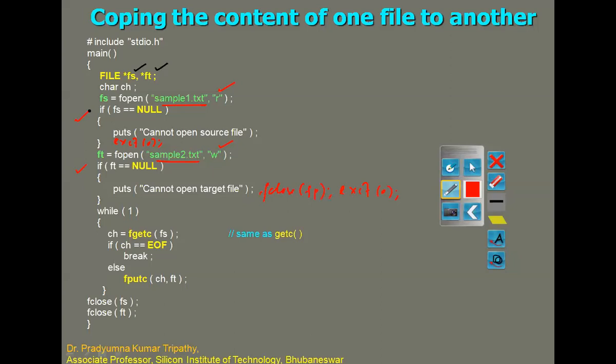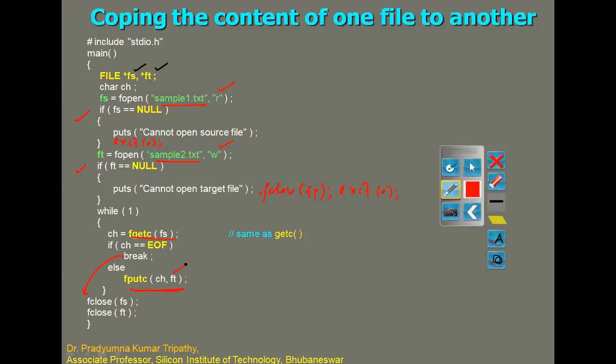What I require is to read each character from the source and write it into the target. So I read a character with fgetc, and if it is not the end of file, it continues. If c is equal to end of file, it will come out. Otherwise, it will write into the file. Which file? It will write into the target file.